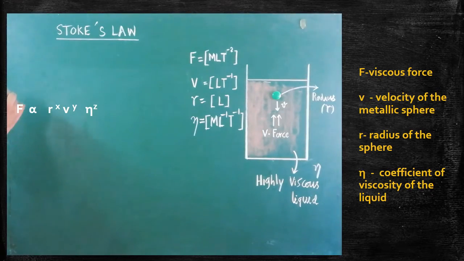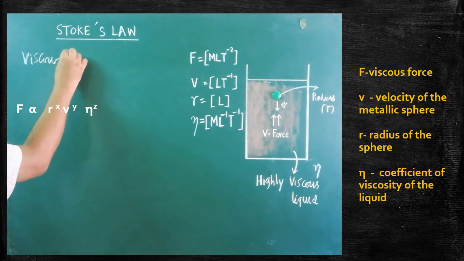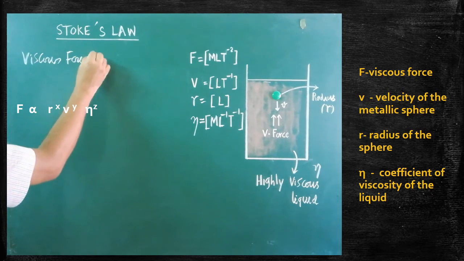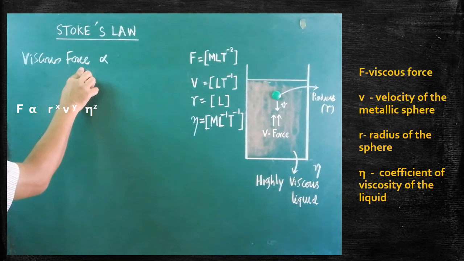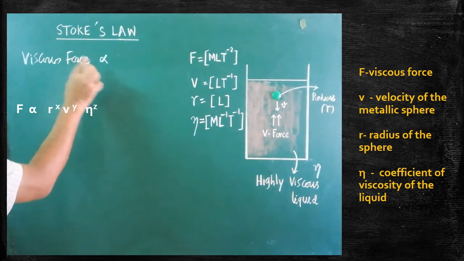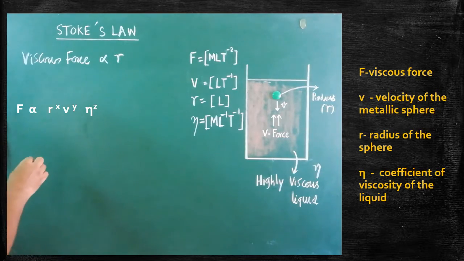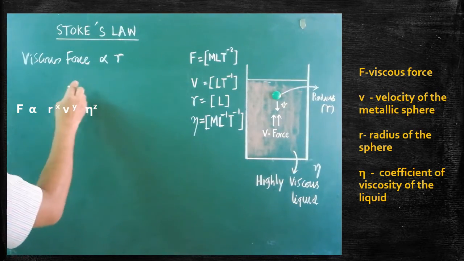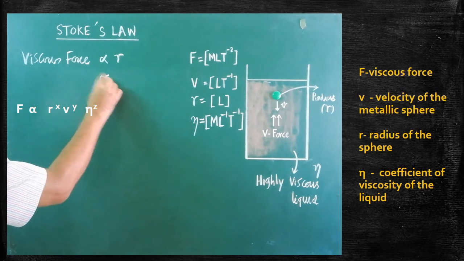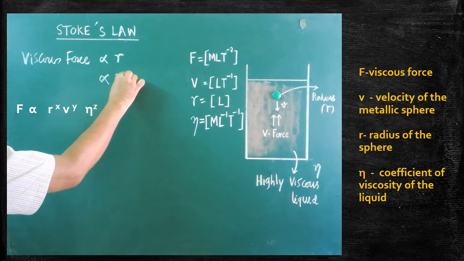So what is to be found out? Viscous force. That viscous force is directly proportional to 3 factors. The first factor is r. What is r? Radius of the sphere, the metallic sphere. Understood? The second factor is that the same viscous force is directly proportional to the velocity of the metallic sphere.